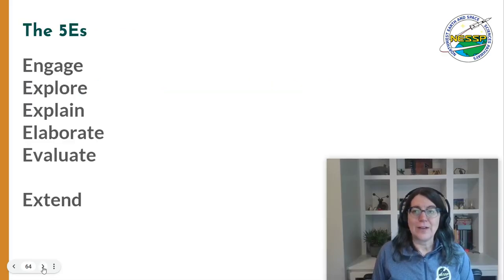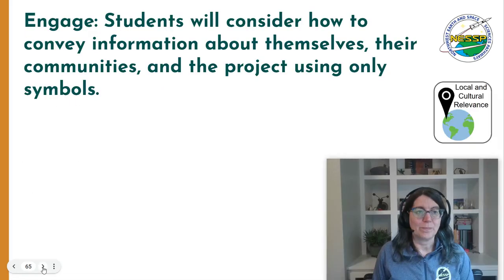Let's go over the 5 E's for Lesson 2. In Engage, students will take a moment to consider how they convey information about themselves, their communities, and the project using only symbols. Some things that students often connect with here are logos or sports teams that they like to wear the logo of to convey that's part of who they are. But we want them to go a little bit deeper and think about themselves as a person and their communities and how we might represent that using only visual symbols.